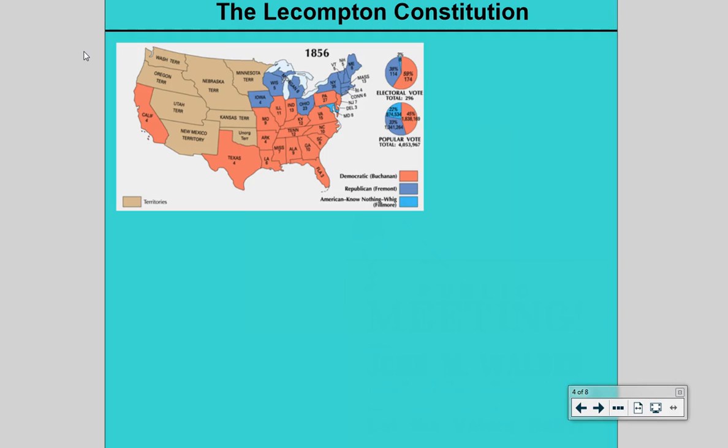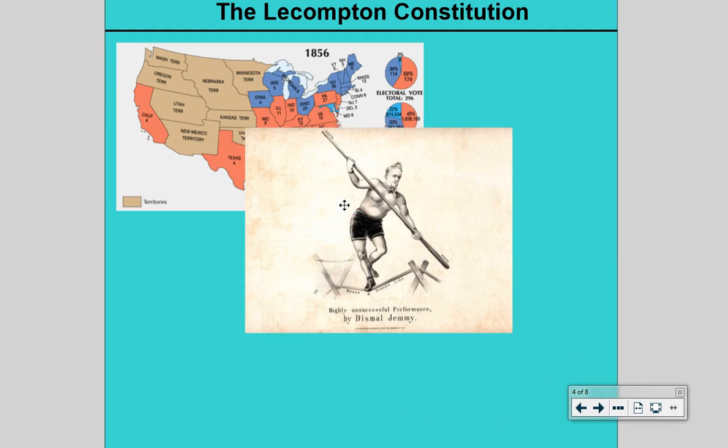Now we know Lecompton is the pro-slavery capital of Kansas, so some pro-slavery forces drafted this constitution, and Buchanan's got to try to balance northern interests, southern interests, the expansion of slavery. He's not going to be able to do it very well, and the Lecompton Constitution is a good example of this. So this constitution comes out of Lecompton. It did not have the support of the majority of the settlers.